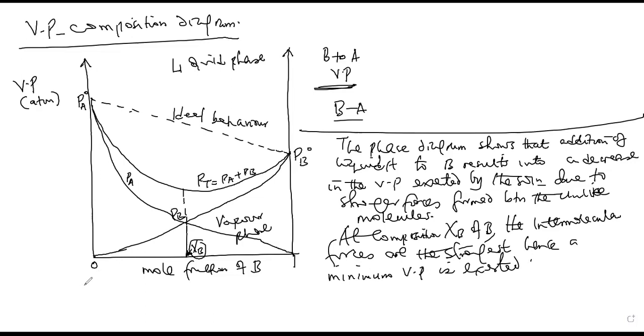Similarly, addition of A to B, as you add A to B, still the vapor pressure of the solution will reduce up to XB, where the forces of attraction between unlike molecules of A and B are the strongest. So these vapor pressure composition diagrams enable us to predict the shape of the boiling point composition diagrams, which when fractional distillation is carried out, we shall see what takes place.